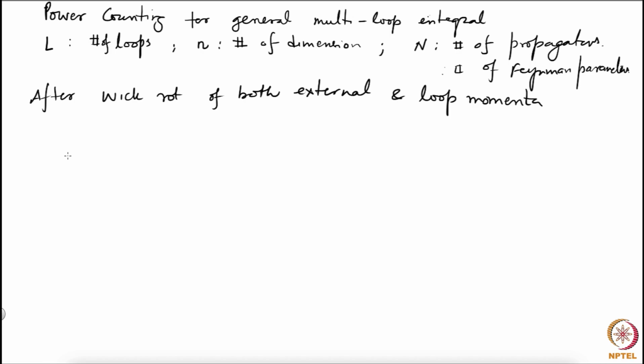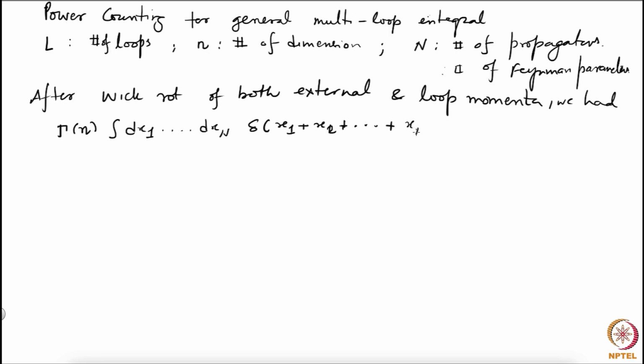Let me keep gamma n, which is n minus 1 factorial. So we had the following: dx1 up to dxN. Then you have a delta function which constrains all these Feynman parameters such that the sum is 1.